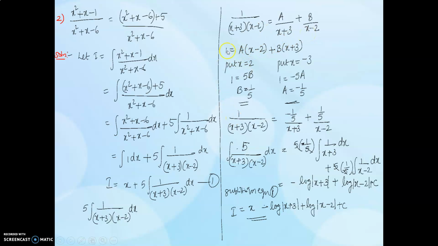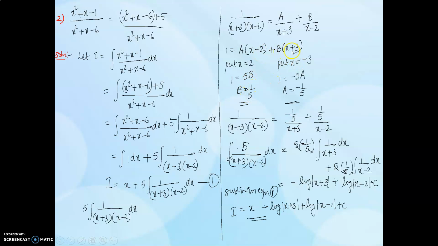After finding the a and b values, we can substitute them in this one. That time we will use 5. Now we are just finding this value. So 1 is equal to a into x minus 2 plus b into x plus 3. Put x is equal to 2. 1 is equal to 5b, therefore b is equal to 1 upon 5.